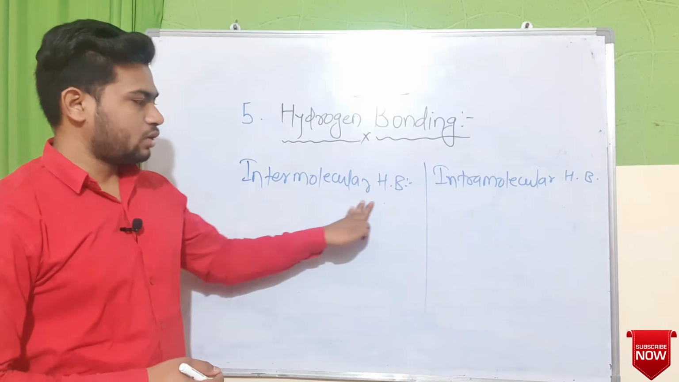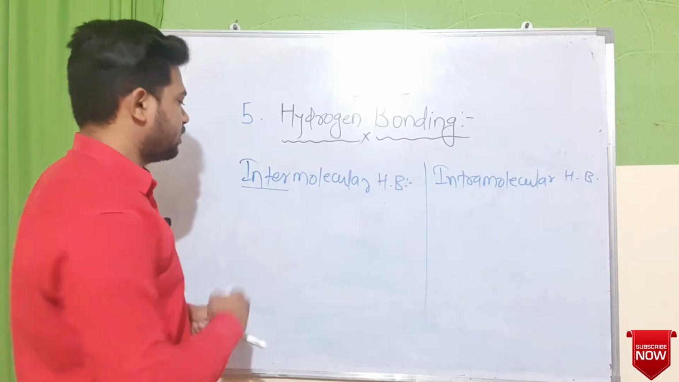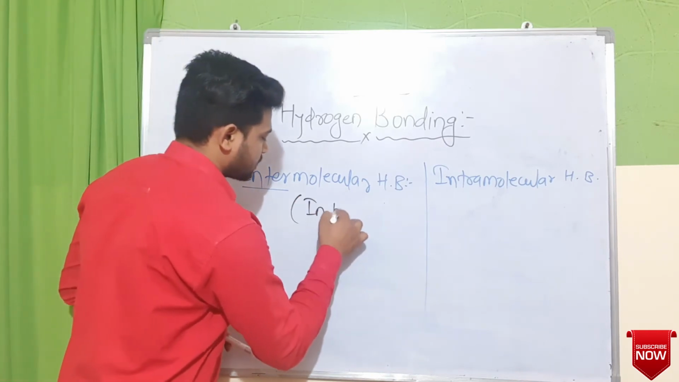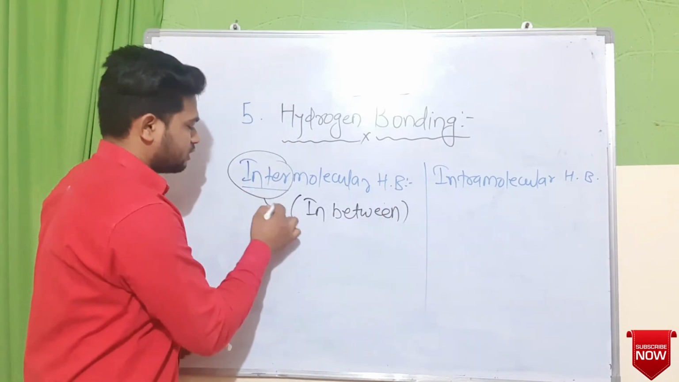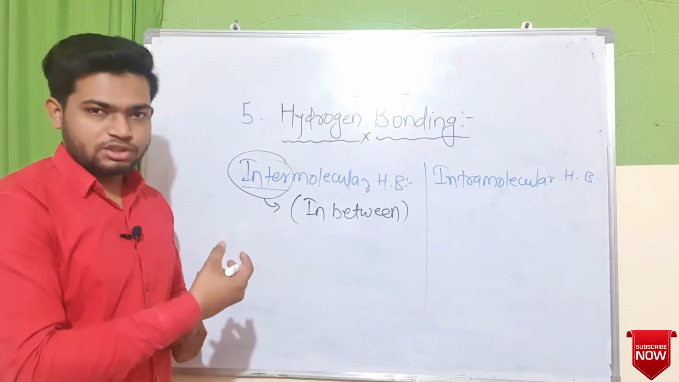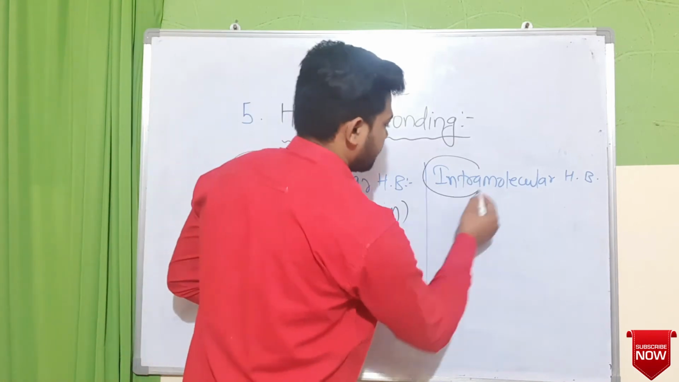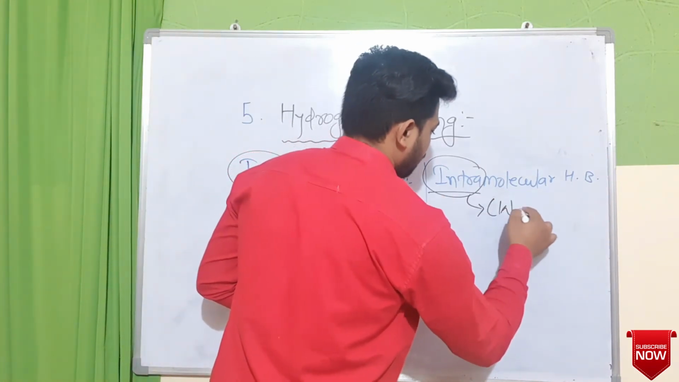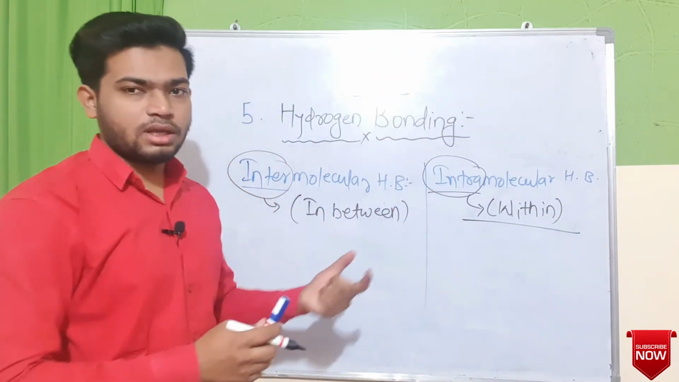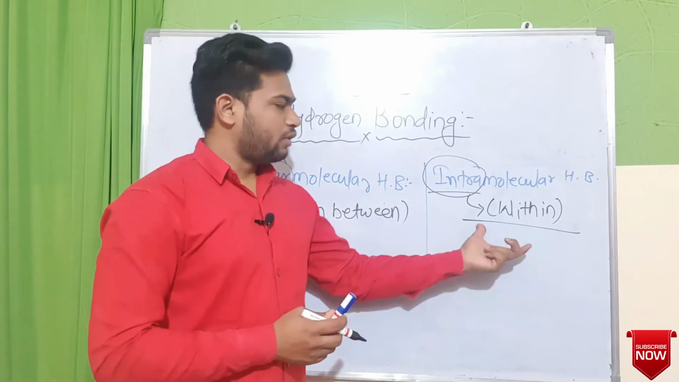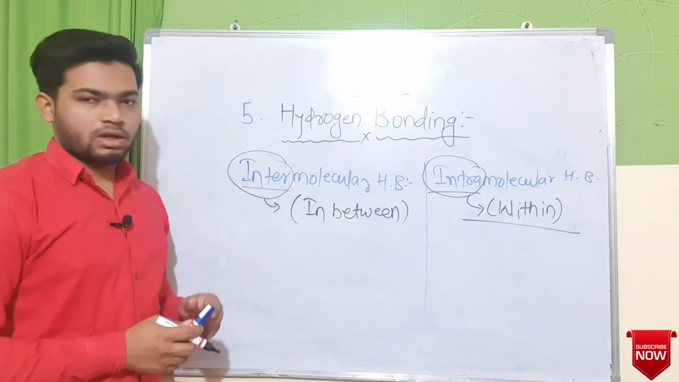Now in intermolecular hydrogen bonding, the word inter simply means in between. Just remember, wherever inter comes, this inter means in between, between two different molecules. In between the molecules is known as intermolecular interaction. And now here the word intra, this intra means just remember within, that is, inside the same molecule, not another molecule, just within that molecule. Within the molecule is intramolecular and in between two molecules is known as intermolecular hydrogen bonding.